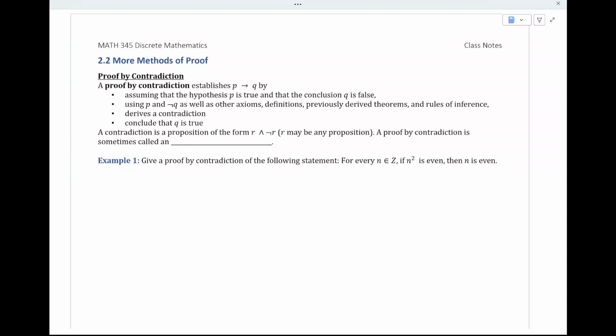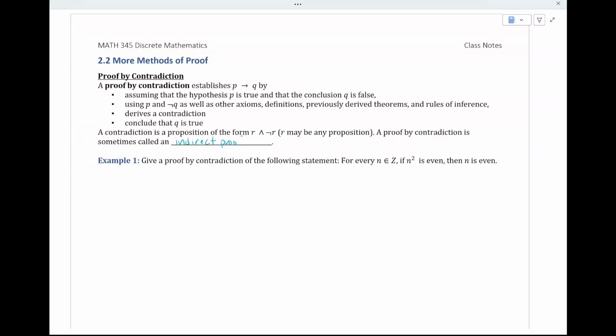A proof by contradiction establishes P implies Q by assuming that P is true and that the conclusion is false. Then, using P and not Q, along with other axioms, definitions, theorems, rules of inference, etc., it derives a contradiction. And then we conclude that what we assumed to be true must be false, and therefore Q actually must be true. A contradiction is a proposition of the form R and not R. A proof by contradiction is sometimes called an indirect proof.